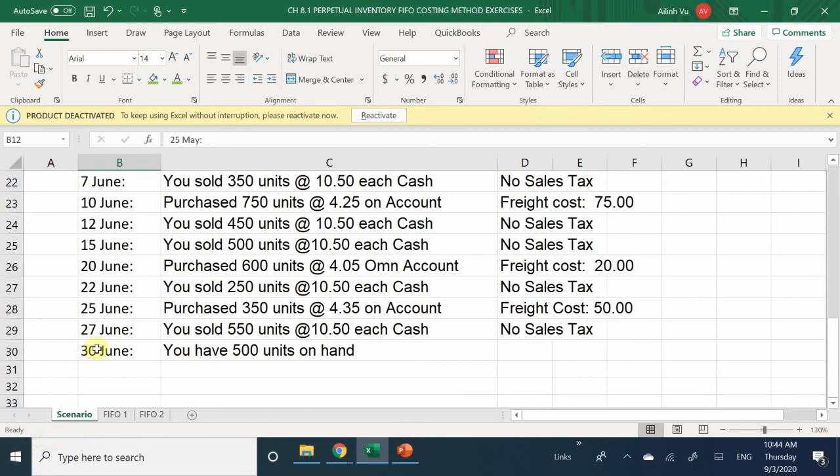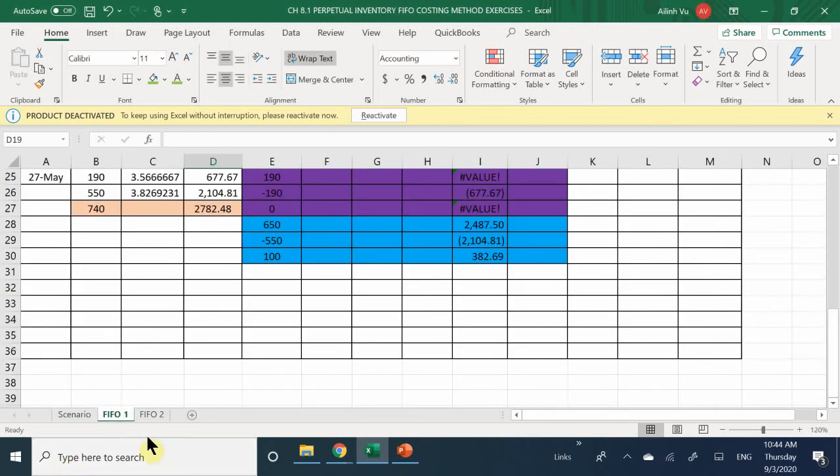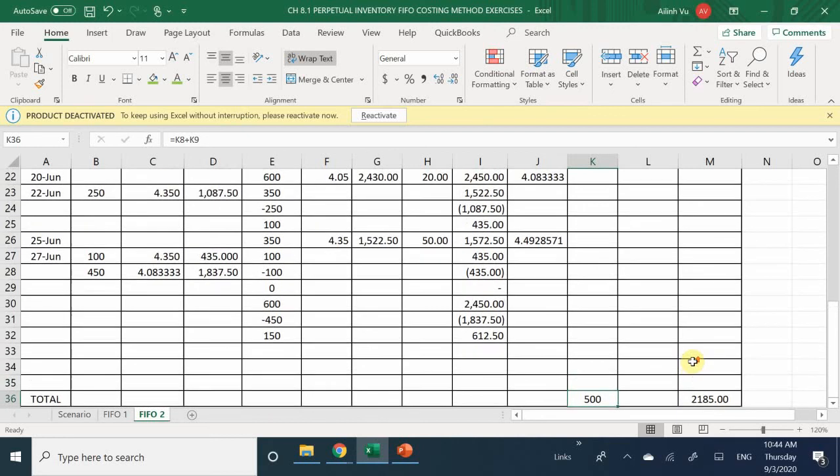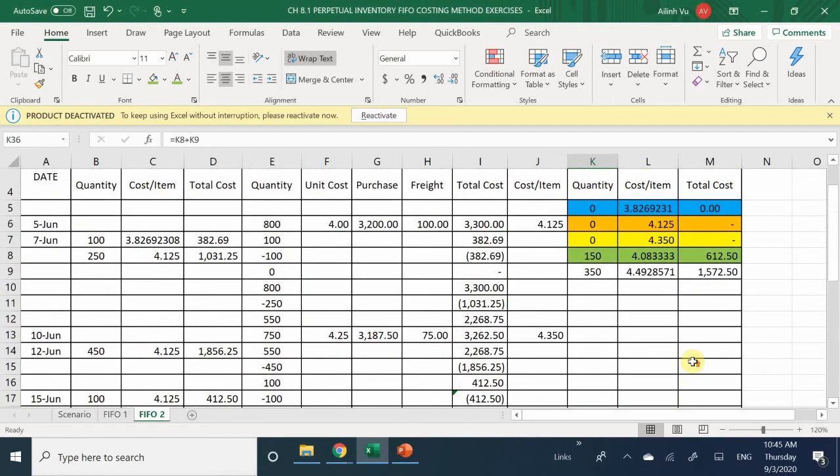Exactly. So in this case, it tells you you should have 500 units on hand. That's correct. How much is that going to total in cost? It's going to cost me $2,185 even. Okay, so good.